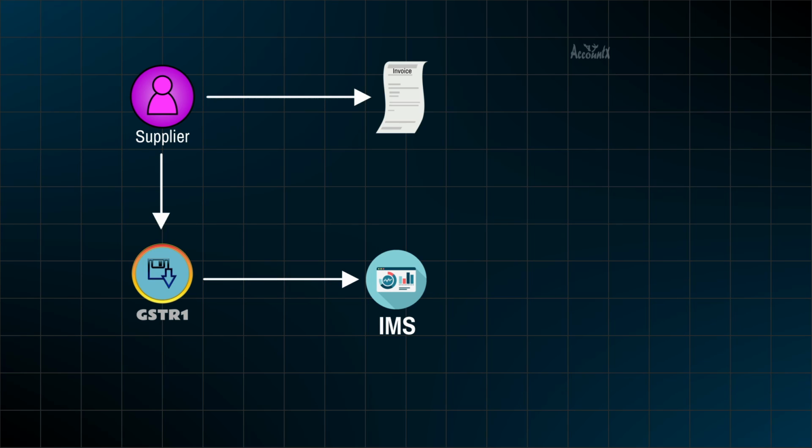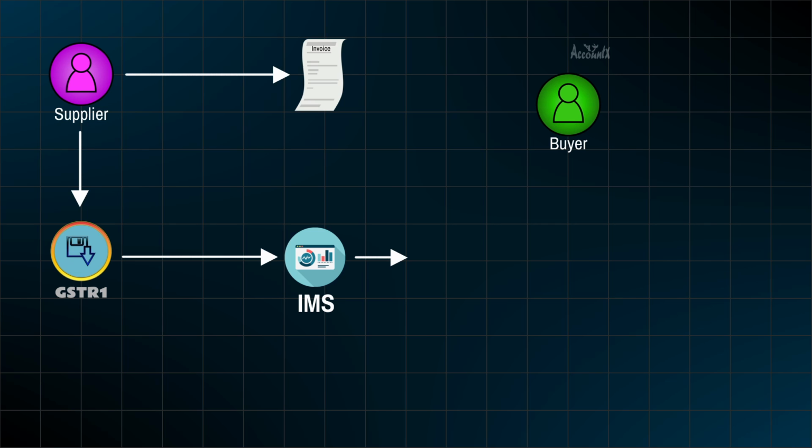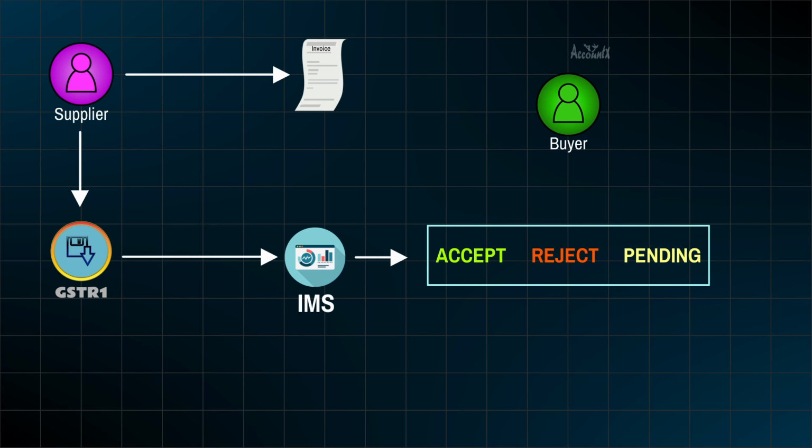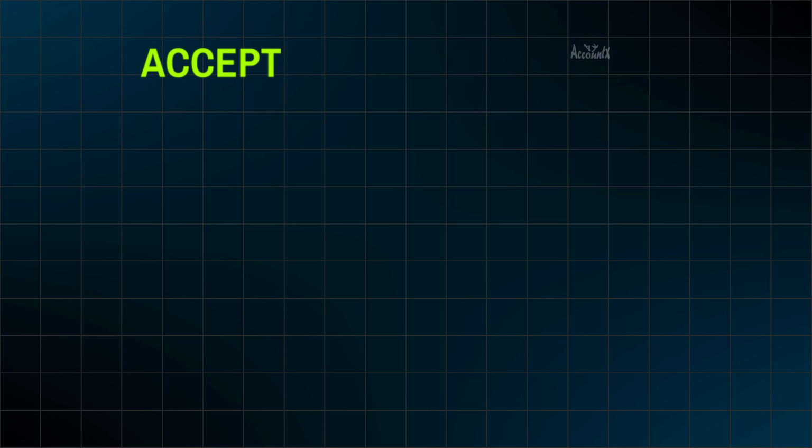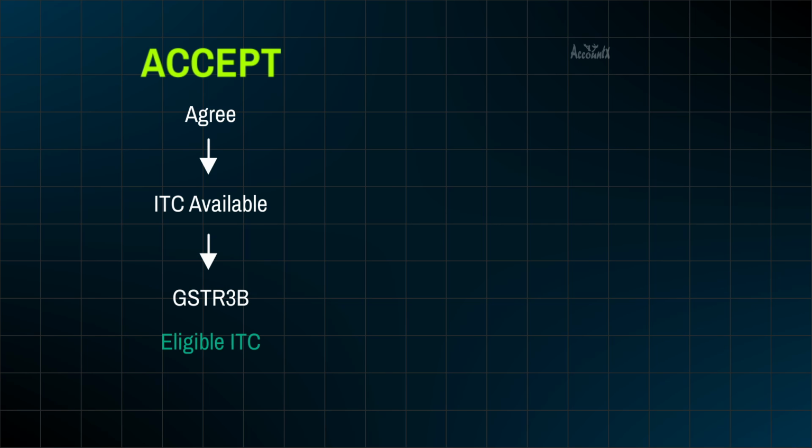Now, once this comes into your IMS dashboard, as a buyer, you have three options: accept, reject, or pending. Let's understand each of these options, starting with accept. If you agree with a particular transaction, you can choose this option. Once you do that, the transaction would move to the ITC available section of your GSTR2B, which is then auto-populated into your GSTR3B. This is your eligible ITC.